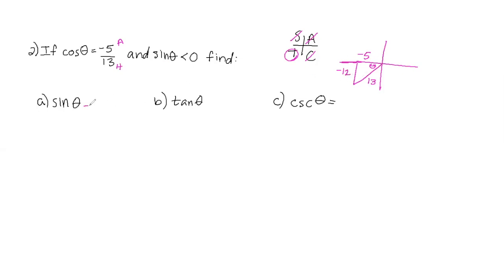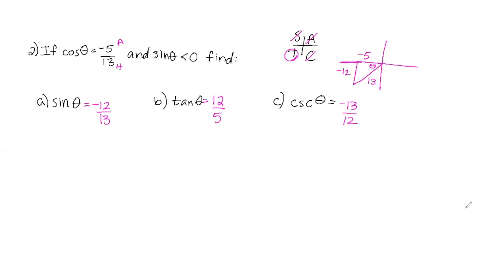So sine is opposite over hypotenuse, so that's going to be negative 12 over 13. I'm in the third quadrant, so that makes sense that sine is negative. Tan theta is opposite over adjacent, so negative divided by a negative, that's just going to be positive 12 over 5. Again, makes sense since I'm in the third quadrant. And then cosecant is the reciprocal of sine, so I'm going to take part A and flip it over. I get negative 13 over 12.